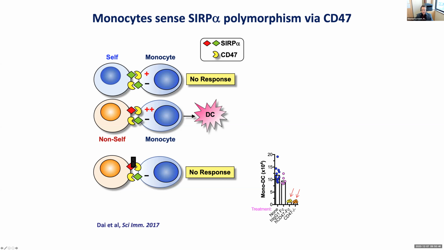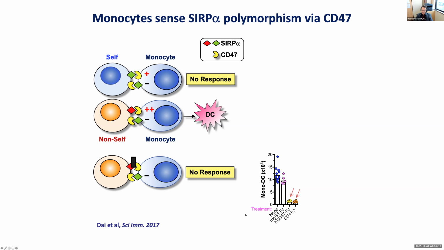And if you block this interaction specifically between the SIRP alpha on the donor cell and CD47 on the monocyte, the recipient monocyte, you get no response. And the way we have done this is we have treated mice with human CD47 Fc or with a human IgG1 control Fc.